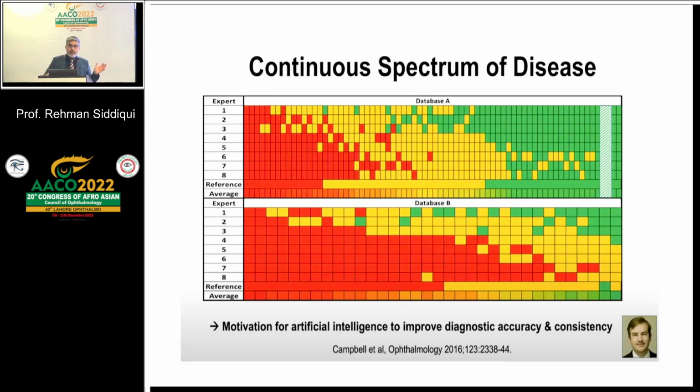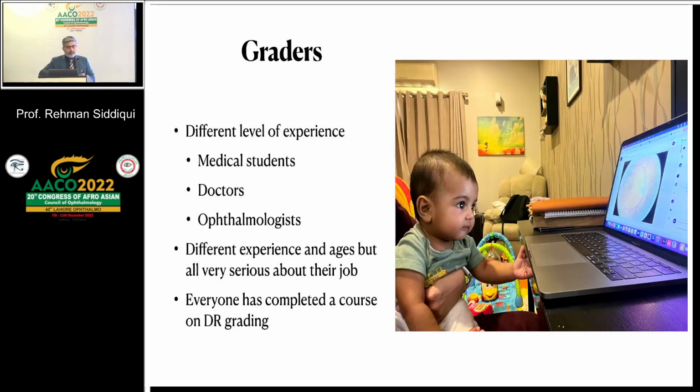This is one area that is very laborious, and Dr. Arshad is working with other colleagues to come up with a data set for the Pakistani population that is labeled by more than one grader. Graders can be anybody: medical students, doctors, ophthalmologists. You have to train them, of different ages and experience, but everybody has to be serious about their job, and everybody has completed a diabetic retinopathy certification course for grading.